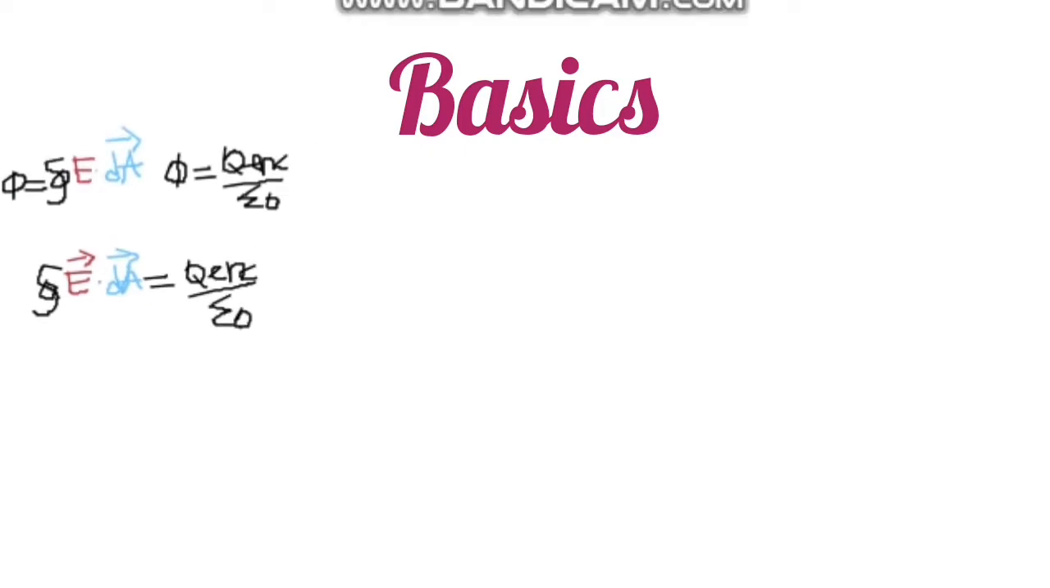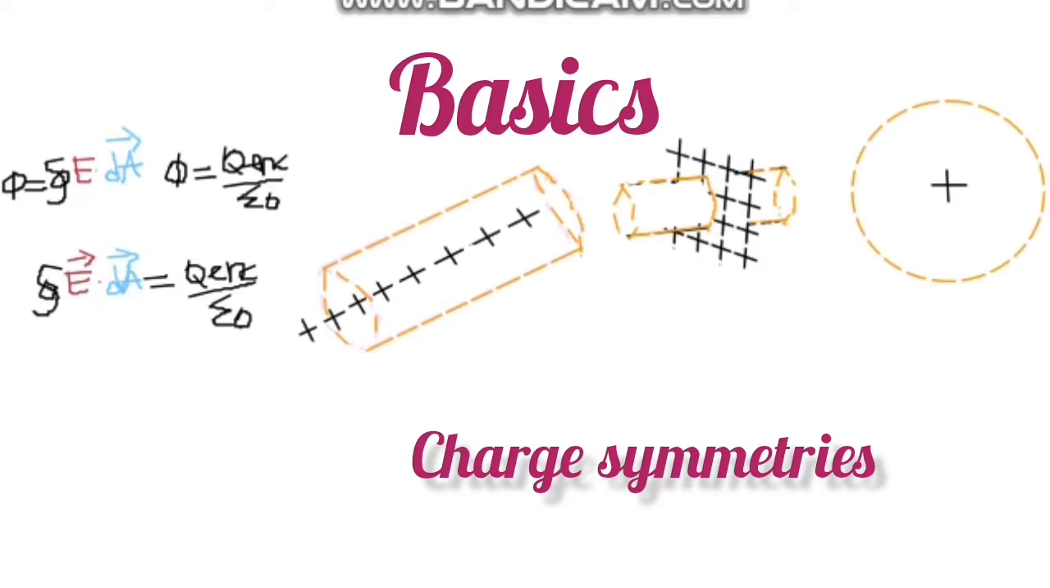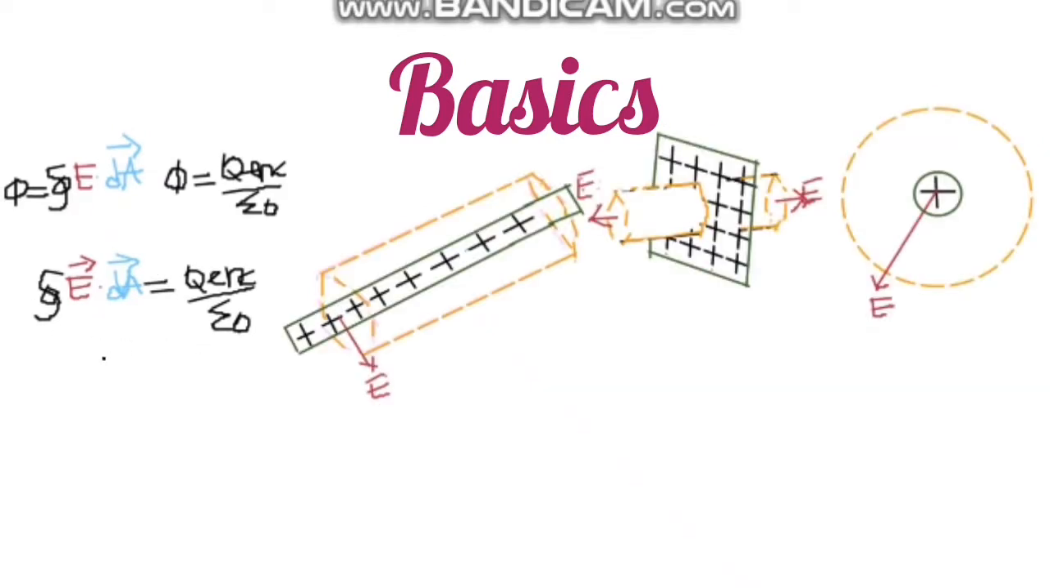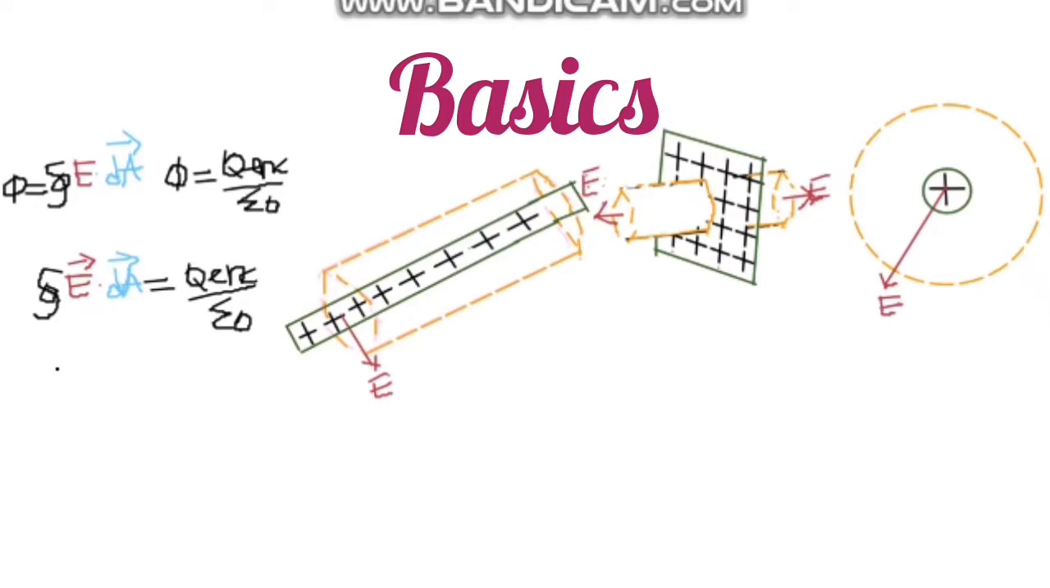Now there are particular charge symmetries that make the electric field constant. When we have objects with those symmetries, this expression becomes useful because we can bring out the constant E from the integral and find the electric field.